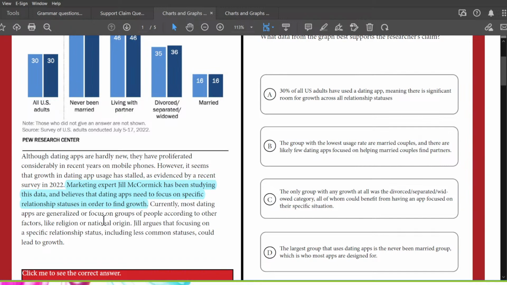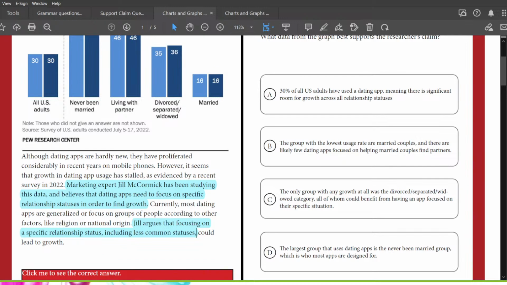And she points out a little more that most dating apps are generalized or focus on groups of people according to other factors like religion or national origin. It repeats the same thing, focusing on a specific relationship status, including less common statuses, could lead to growth. So her argument is that we need dating apps that focus on people in specific situations, which could help us grow.